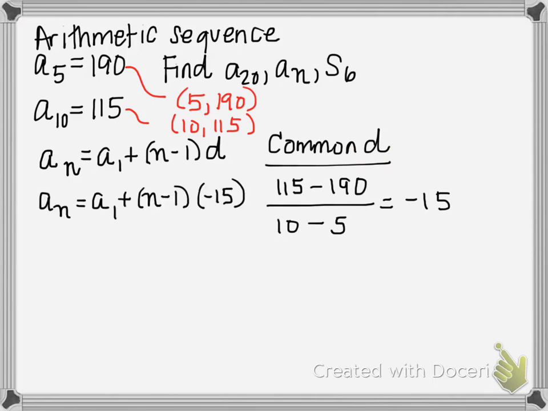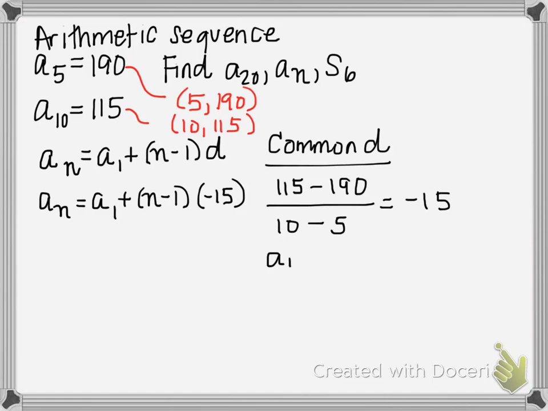The next thing that we want to find is a sub 1. We want to know what the first term is. We could probably work our way back there informally, right? If I know that the fifth term is 190 and the common difference is negative 15, I could work my way back and figure out what a sub 1 is, as I say, informally. But let's do it in a formal way.